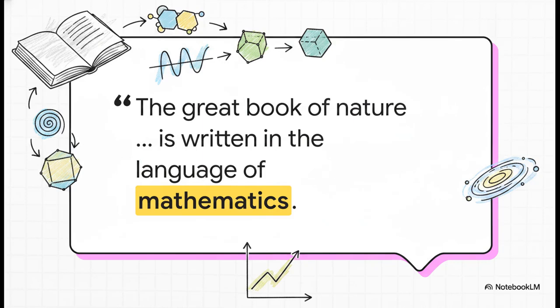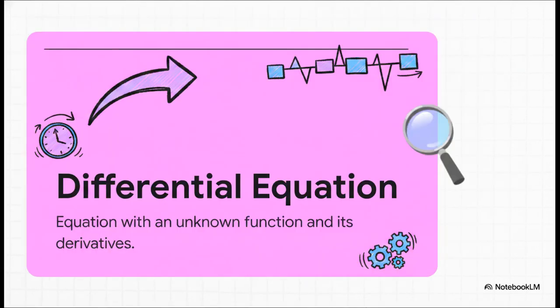The great book of nature is written in the language of mathematics. If we really take that profound idea from Galileo Galilei as our guiding light today, then we absolutely have to understand its specific dialect for describing change. And that dialect? It's the differential equation.